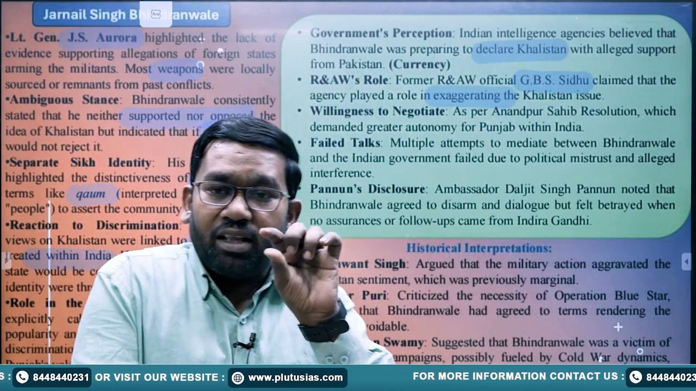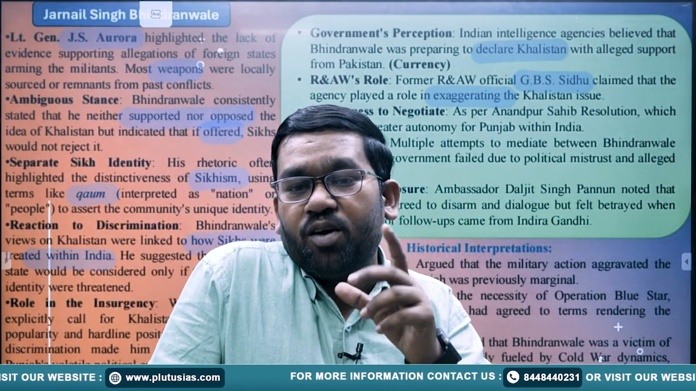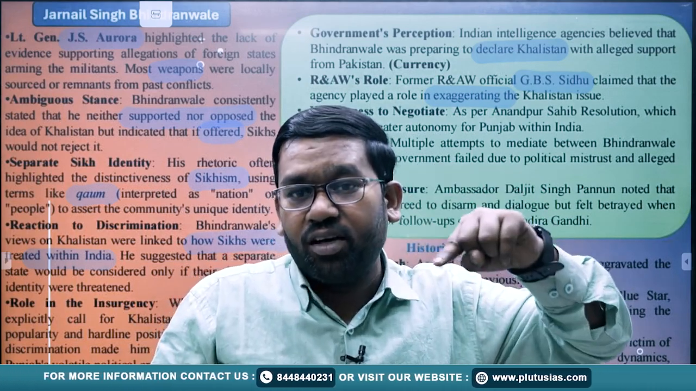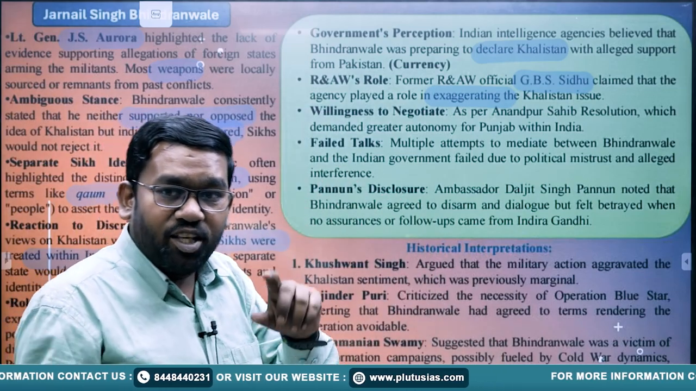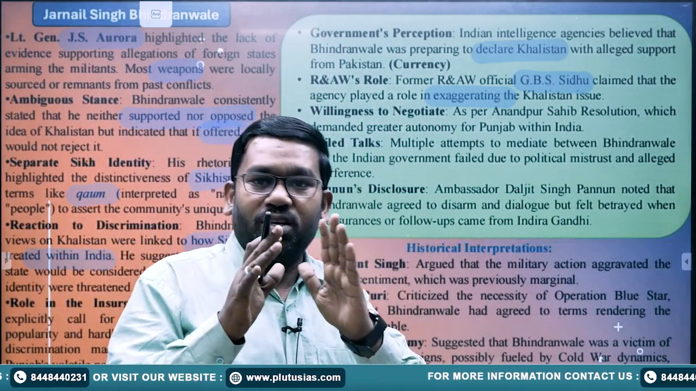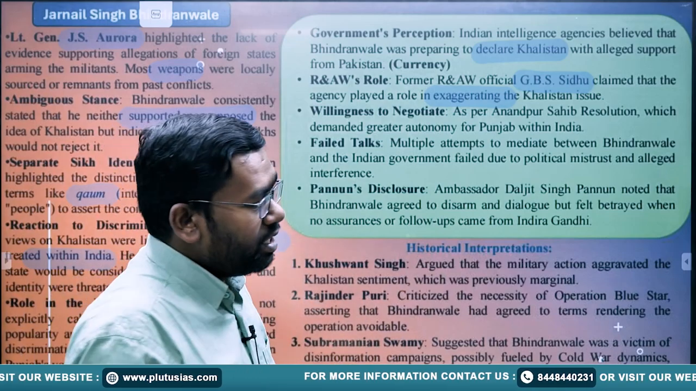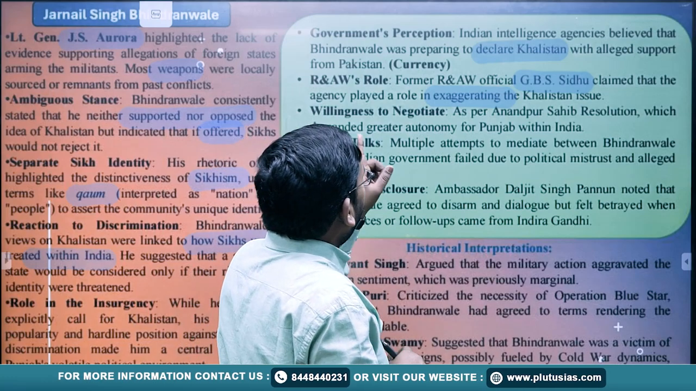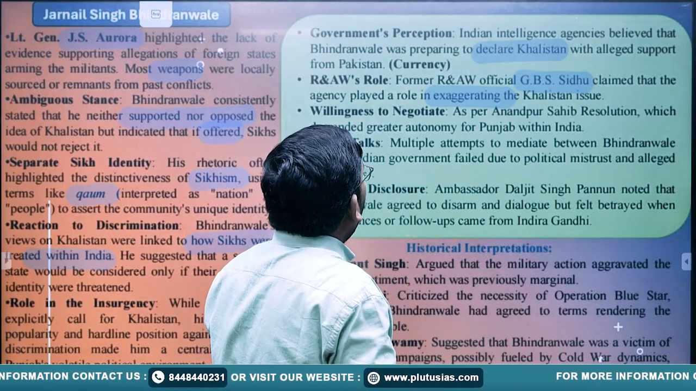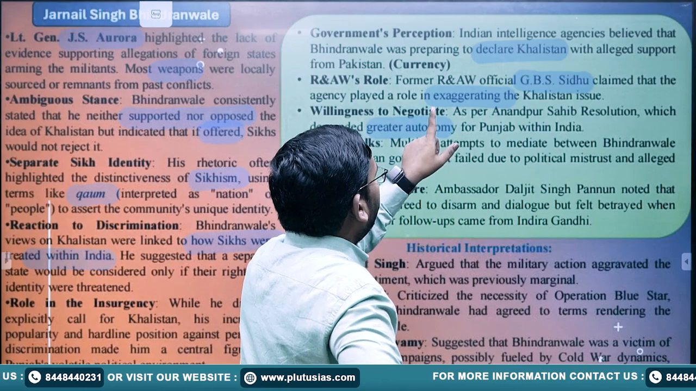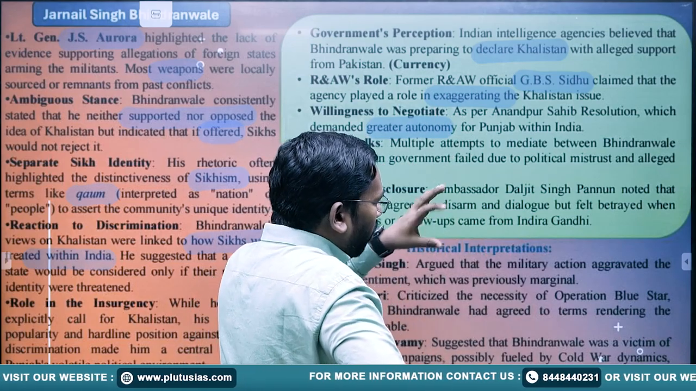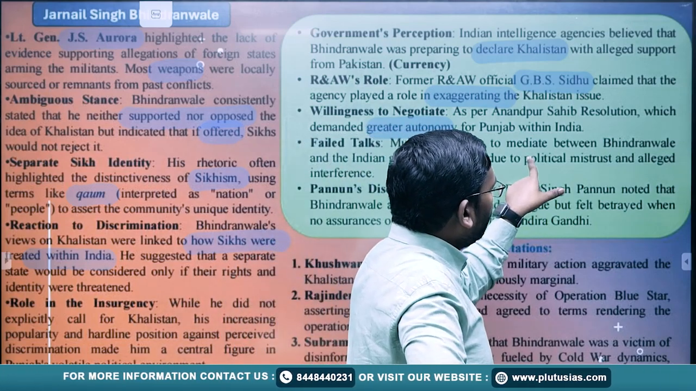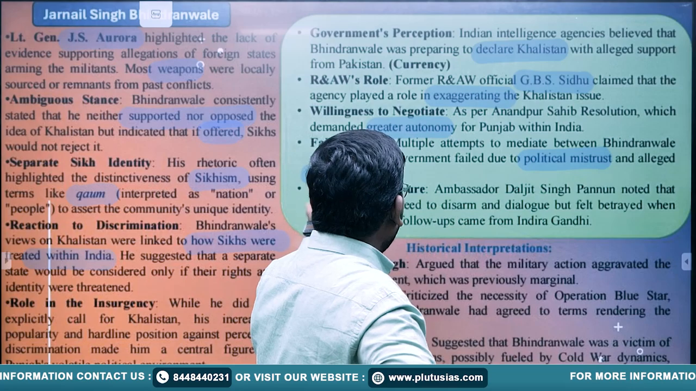So this Khalistani movement and the idea of separateness among the Sikh people was not large. It was the circumstances of the 1980s and 1984 that made this movement very large, right? And this police action known as Operation Blue Star played a major role in fueling the Khalistani movement. It is also argued that Bhindranwale was ready to negotiate, having demanded greater autonomy for Punjab as per the Anandpur Sahib resolution. But talks had failed. The talks between Bhindranwale and the Indian government failed due to political mistrust and alleged interference.